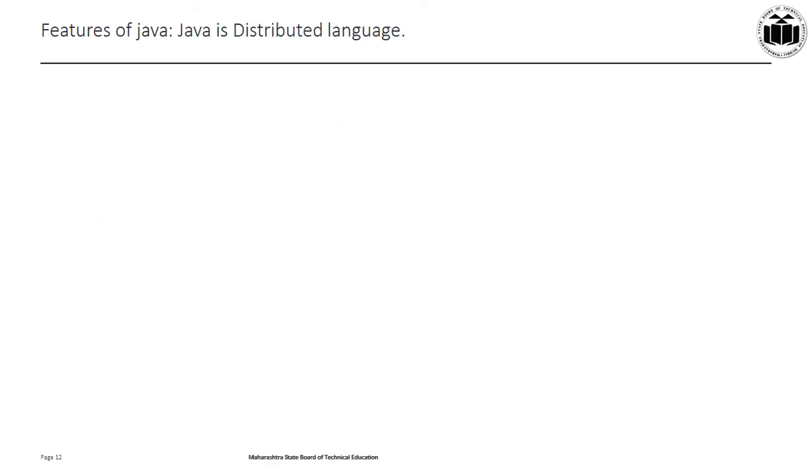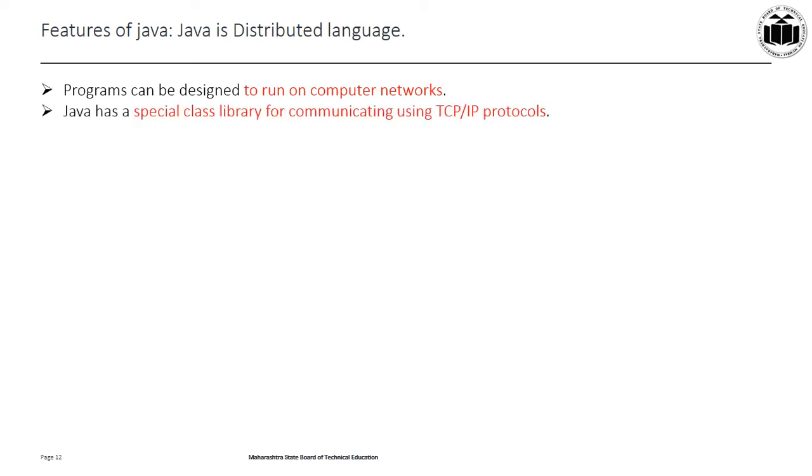Our next feature is that Java is a distributed language. Java comes with an extensive library of classes for interacting using TCP/IP protocols such as HTTP and FTP, which makes creating network connections much easier than in C or C++.